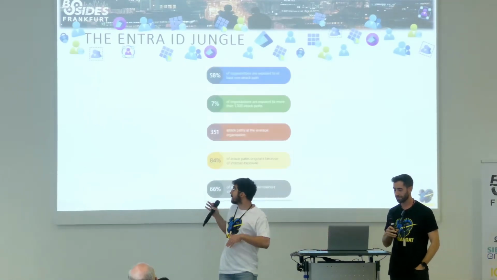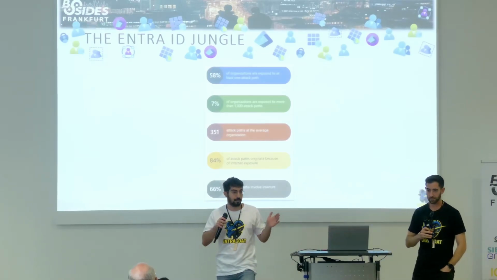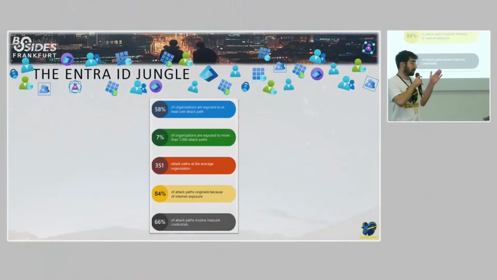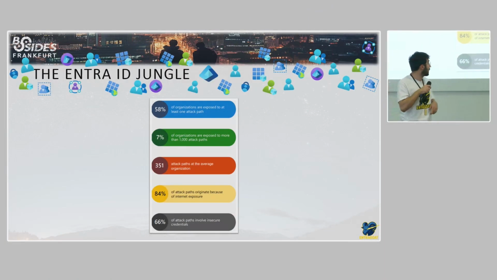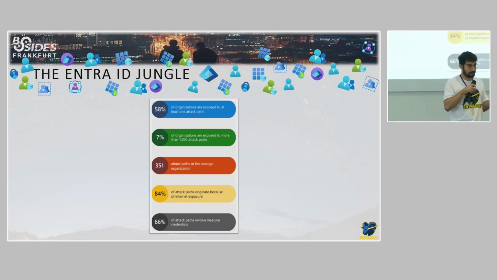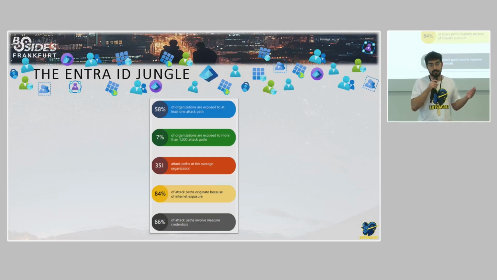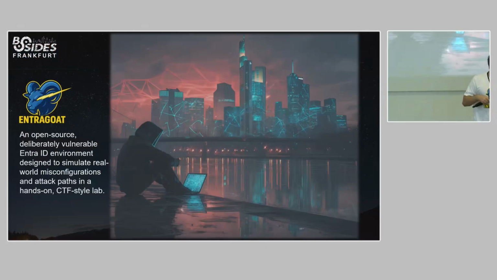But you don't just need to believe us when we say there are a lot of attack paths in Entra ID. You can look at what Microsoft published: 58% of organizations have at least one attack path in their environment. 7% have over 1,000 attack paths in their environment. That's probably thousands or maybe hundreds of thousands of organizations. And on average, there are 351 attack paths in any organization. Those are big numbers, if you ask me, by the way, guys.